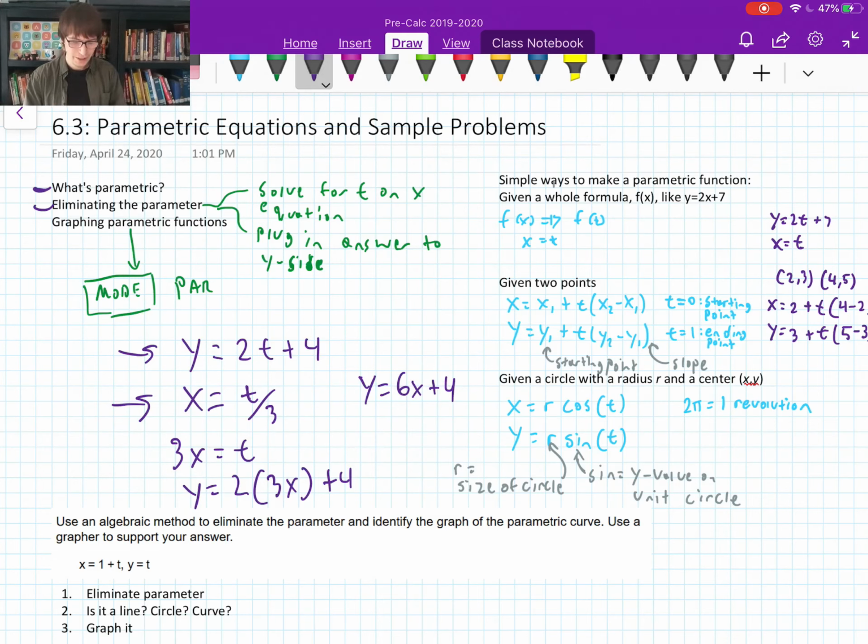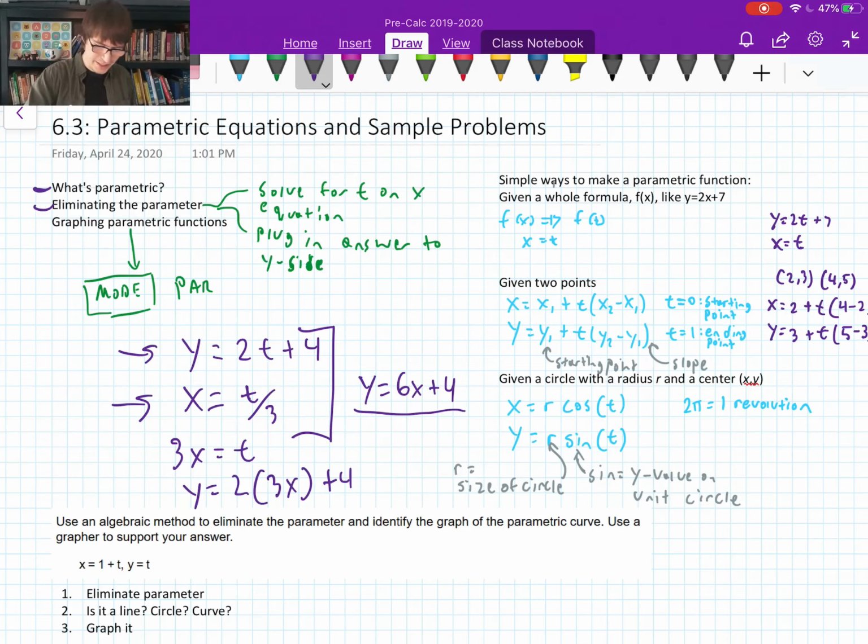And so if you were to graph these two equations, because it happens to be a function, you could graph y equals 6x plus 4, and that would look the same as this parametric equation here, assuming of course that you graph all of t. If you plug in all the values of t, from negative 100 to 100, to negative infinity to infinity, you will get the same graph. It'll look exactly the same as y equals 6x plus 4. Okay, that's the idea of eliminating the parameter.